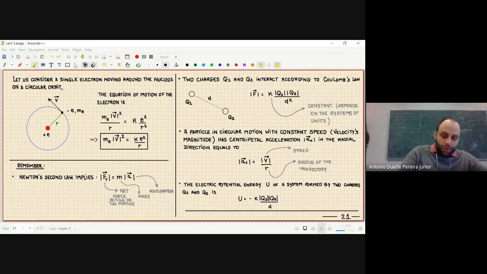So if you wish, the force exerted by the nucleus on the electron will be in the radial direction. It will be something like that. Okay, so this will be the force.